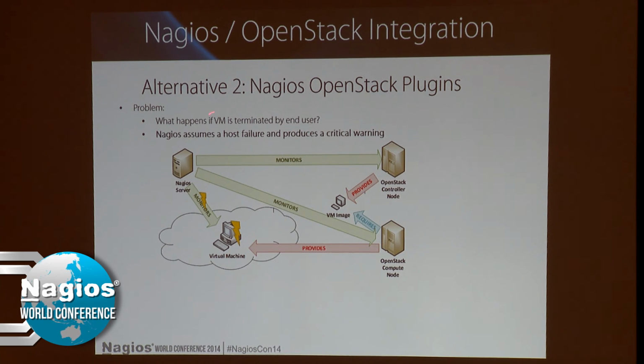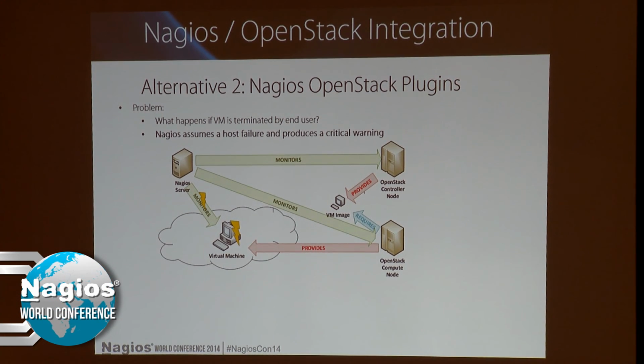Well, Nagios normally, without configuration change, assumes that this is a host failure. It doesn't see that the virtual machine is terminated, it cannot reach it, so it creates an error message or a critical message. And this is not the behavior you want as the person who is responsible for monitoring OpenStack.